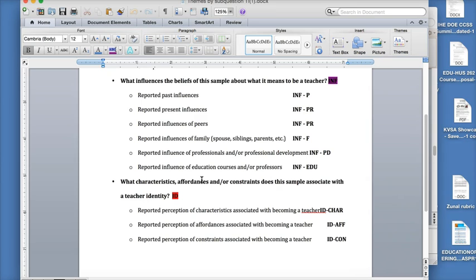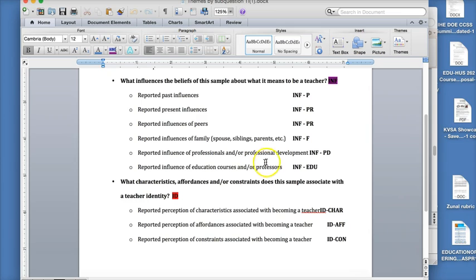But right now I have them together as PD, but I may separate them out as PROF for professor or PD for professional development. But I need to read some more of my data first to see if I need to create that coding map a little bit, extend it a little bit. And then I did the same thing with education courses and our professors.